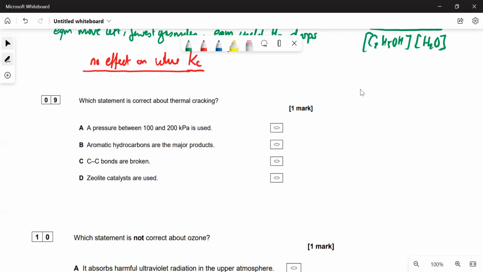Right. More importantly, aromatic hydrocarbons are the major product. That's wrong. You get that mostly with catalytic cracking. A zeolite catalyst is used. That's wrong as well. That's with catalytic cracking.